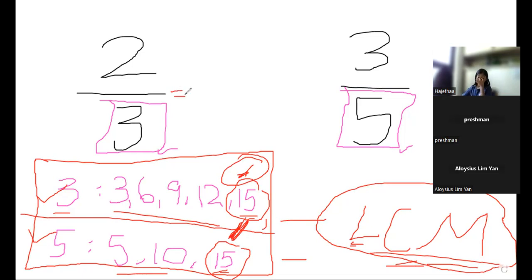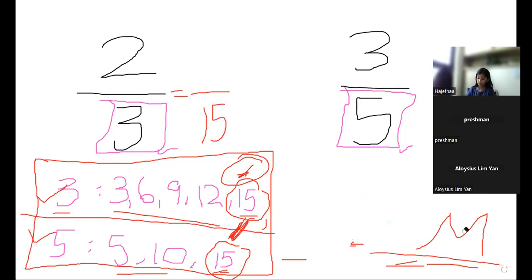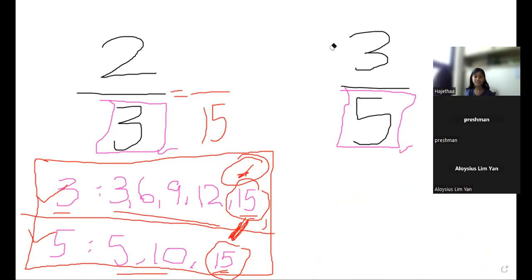So how does 3 now become 15? Now you're going to expand the fraction. How does 3 become 15? Times what? Times 5. Exactly. So times 5 only, I'll get 15. What I do to the bottom, I also do to the top. So what is 2 times 5, guys? 10. So here I have 2 over 3 equals 10 over 15.